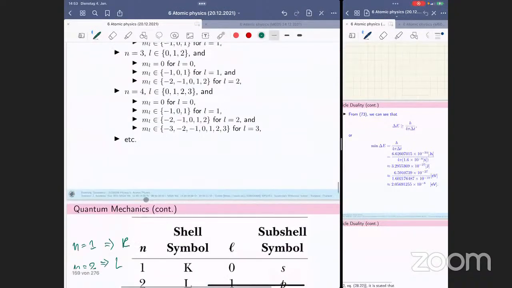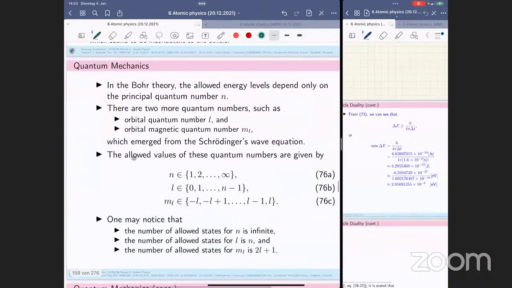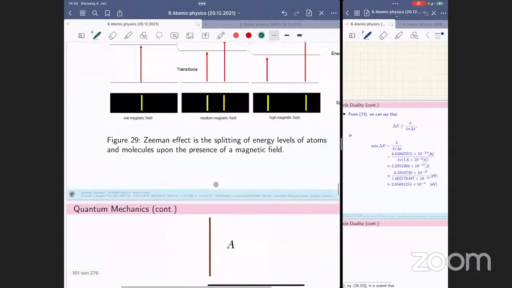Okay, and that's the first stage of quantum mechanics. They derived the Schrodinger wave equation. They got the idea of the principal quantum number n. They have the quantum number L. They have the magnetic orbital quantum number mL, which could also be positive. The first 3 quantum numbers are derived from Schrodinger's wave equation.